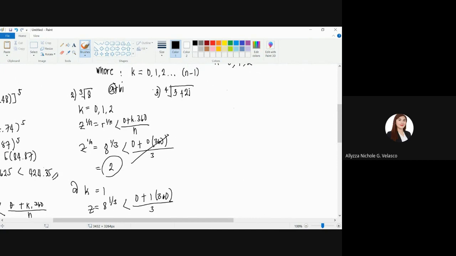So we have here the fourth root of 3 plus 2i. So same ulit. So i-transform lang sa polar form yung ating 3 plus 2i. So that is equal to 3.61 bar angle 33.69. So we have here yung ating form equal to z is equal to 3.61 raised to 1 over 4 bar angle, so ilan yung ating roots? We have apat. We have at k is equal to 0 muna.